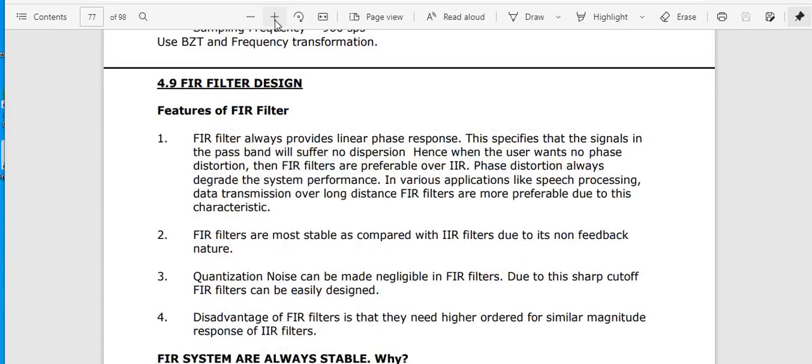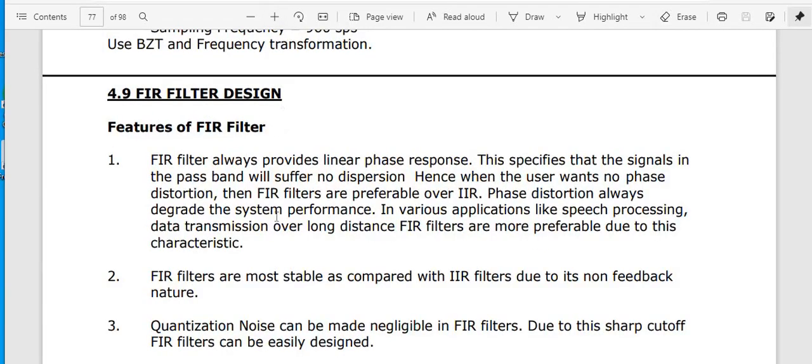Unit 4 part 2 is this. Okay, so the features of FIR filters. Basically, what is this? FIR is all about, students, finite impulse response filters. So what are FIR filters? It is always a linear phase response filter.